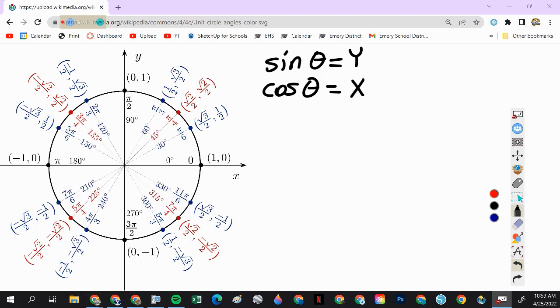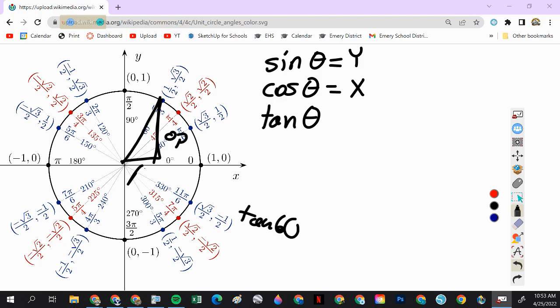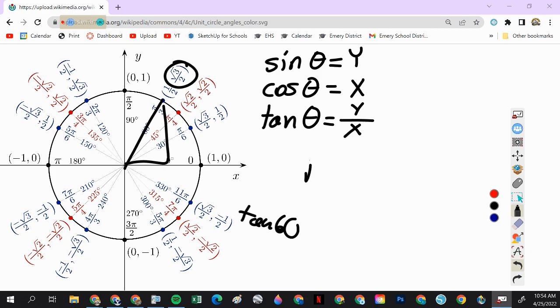What about the tangent of theta? Well, if I draw, let's say, the tangent of 60, tangent is opposite over adjacent, which in this case is going to be y divided by x. So the tangent is simply the y value, the y coordinate, divided by the x coordinate. Okay? So right here, the y coordinate is root 3 over 2. The x coordinate is 1/2.